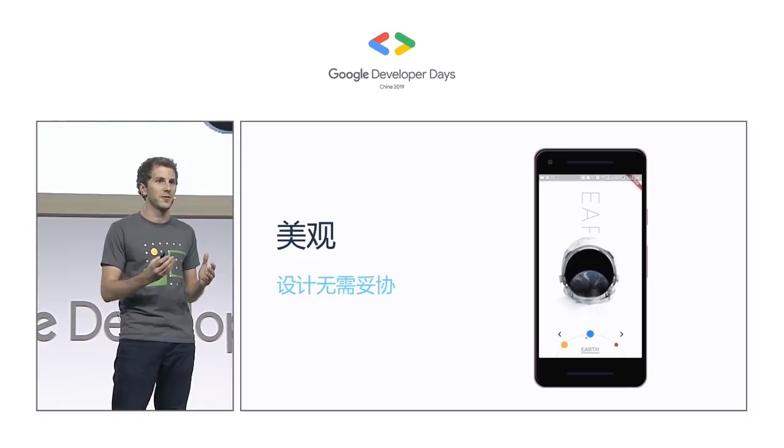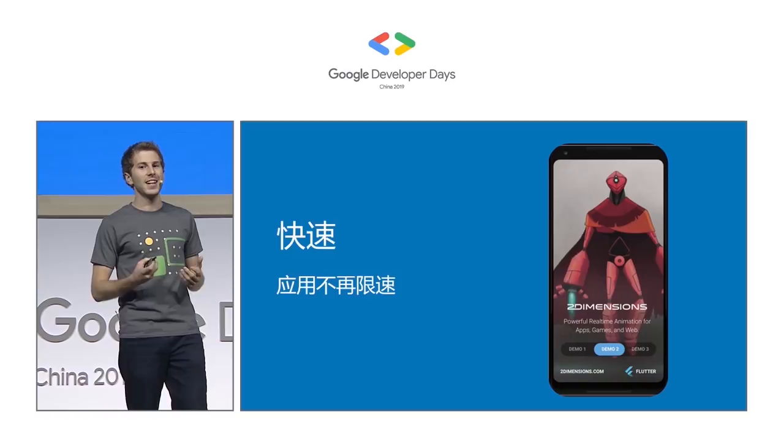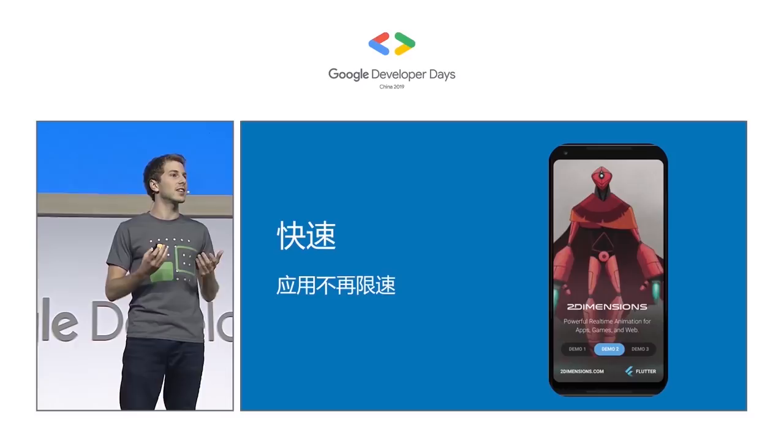Secondly, Flutter is fast. It's powered by Skia, which is an open source 2D graphics engine. And it can handle all these custom animations that many times run over 60 frames per second, as you can see in the example behind me.